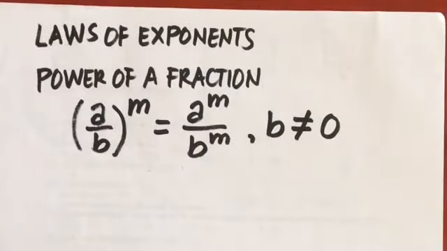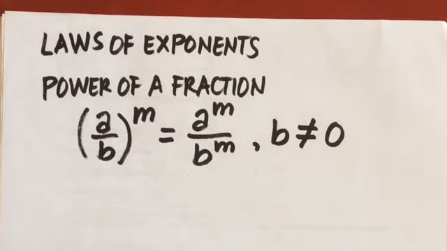Power of a fraction. (a over b) raised to the power of m is equivalent to a to the power of m over b to the power of m, where b is not equal to 0. In here, we will just raise the numerator and denominator to the same power. So we're going to have a, the numerator, raised to the power of m, and b, the denominator, raised to the power of m.